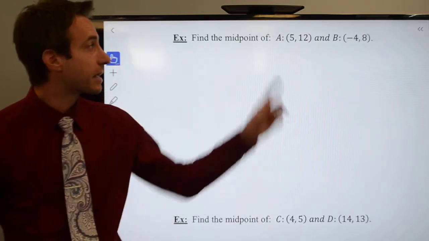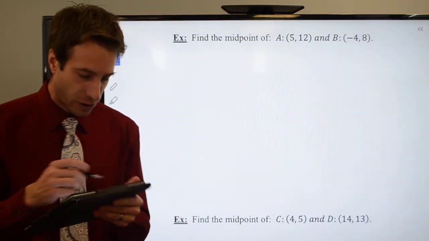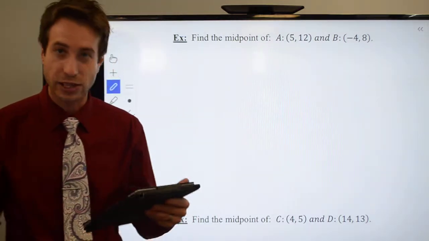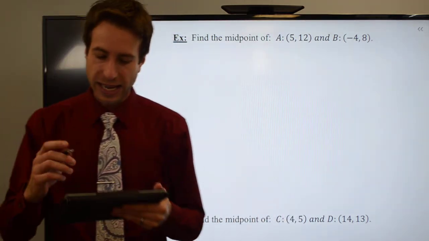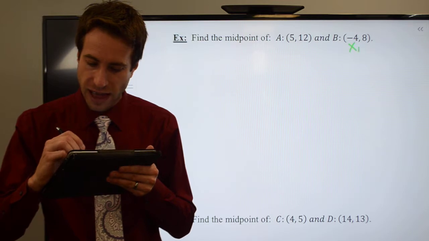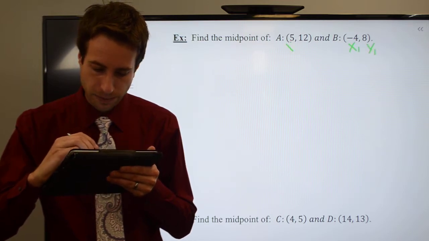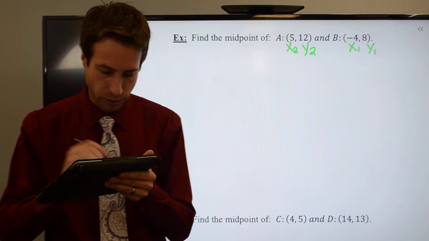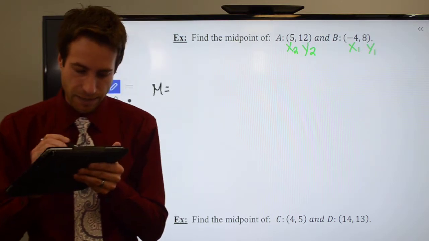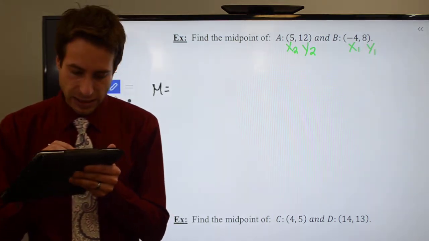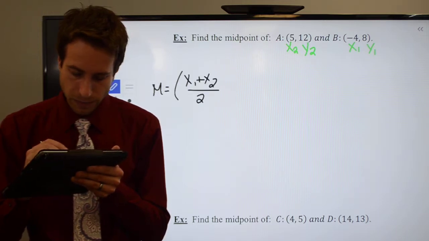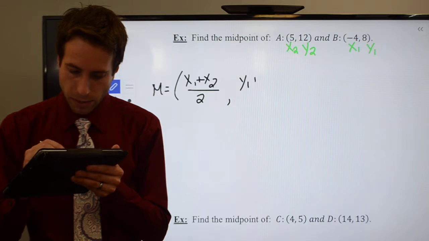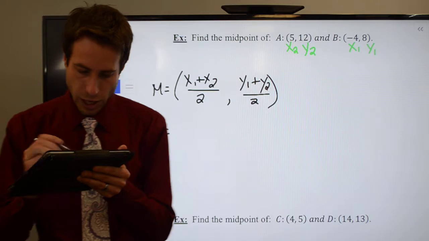Let's try a couple more. All right, once again, I am given 2 ordered pairs. So first I need to figure out x1, y1, x2, y2. Again, it doesn't matter which one you label which way, but like I said, I do like to make the one farthest to the left x1, y1. So this one will be x2, y2. And we'll just start plugging stuff in. All right, so remember my formula is x1 plus x2, all divided by 2, and then y1 plus y2, all divided by 2.